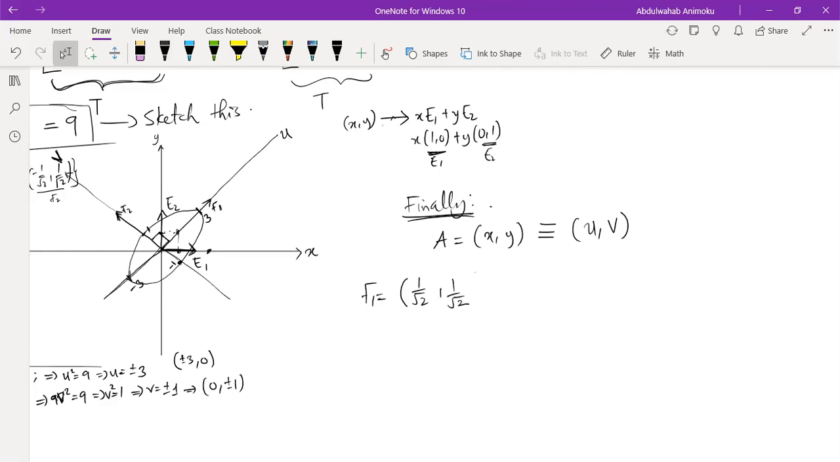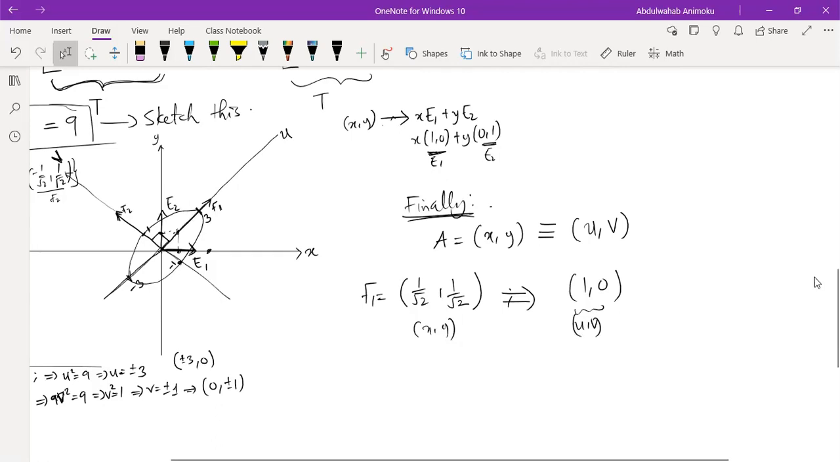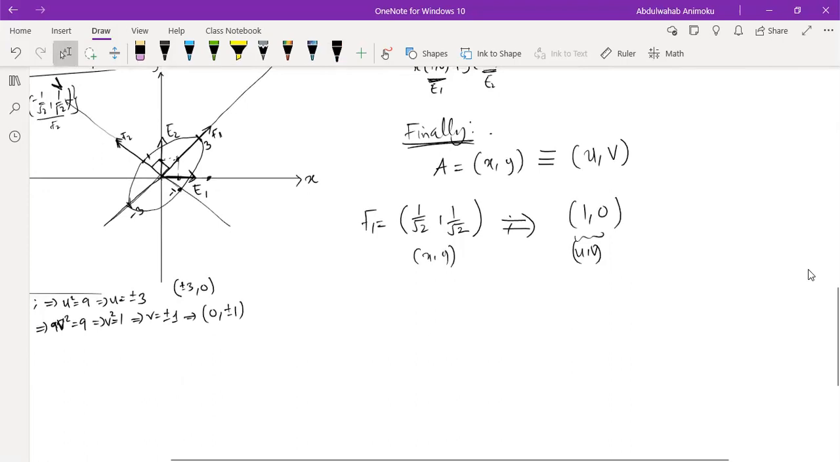1 over root 2, 1 over root 2. Now, the equivalent of this in UV, this is in XY. In UV coordinates, in terms of this, is going to be 1, 0. This will be the equivalent in UV. And you can notice it from here because it's passing through directly in the U axis, right? And this is what we're trying to learn how to convert. Okay. Now, how do we do this?